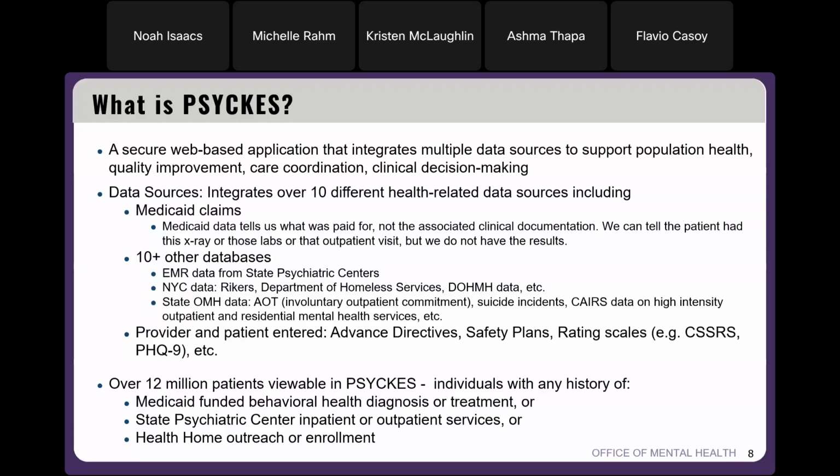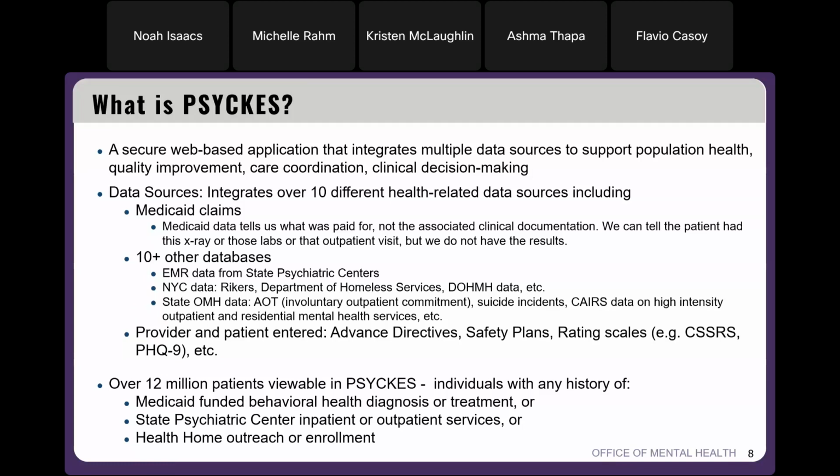And then one of our last data sources that we have for the city comes from the Department of Mental Health and Hygiene. So we're getting client level data for intensive mobile treatment, for mobile crisis, and AOT referrals under investigation. And then lastly, we have data that's being entered in by providers or by patients themselves. So things like advanced directives can be uploaded directly into the clinical summary, or discharge plans, safety plans, even screenings such as the CSSRS or PHQ-9s. Those can be administered, and then those results can be added to the clinical summary.